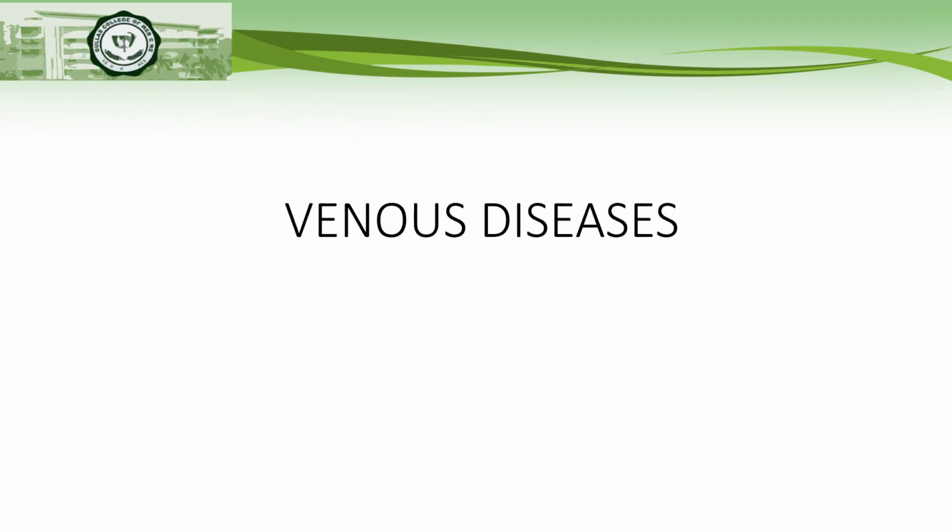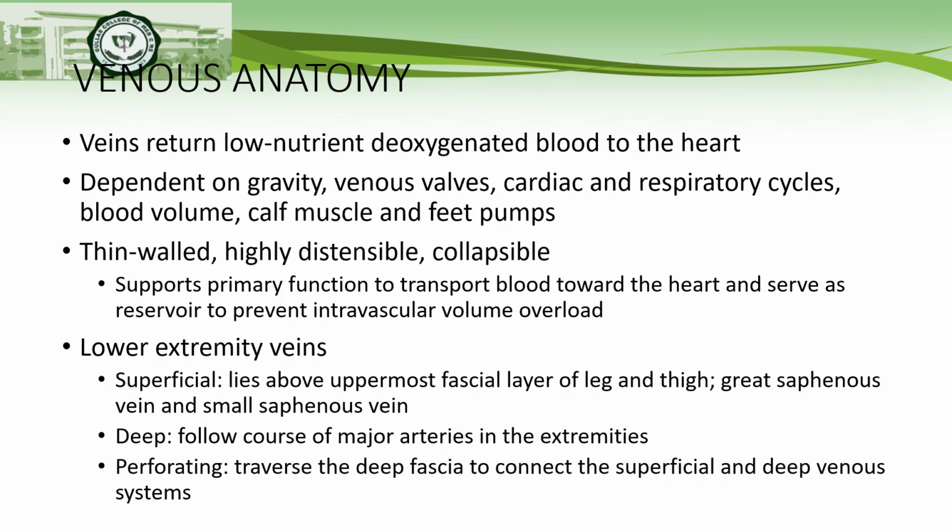So, now let's go to venous diseases. So, anatomy. Veins are part of a dynamic and complex system that returns low nutrient deoxygenated blood to the heart. Venous blood flow is dependent on multiple factors such as gravity, venous valves, cardiac and respiratory cycle, blood volume, and the calf muscle and feet pumps. Alterations in the intricate balance of these factors can result in venous pathology.